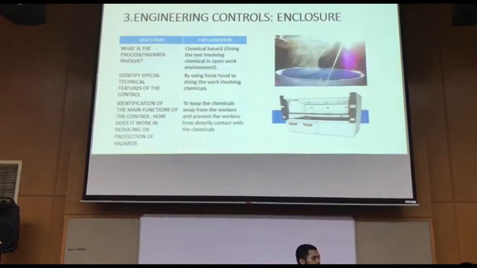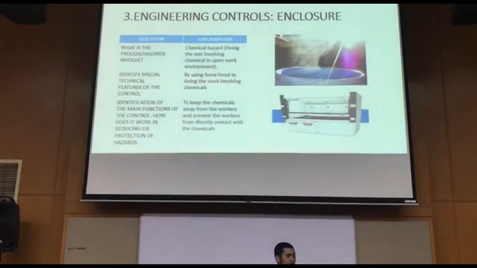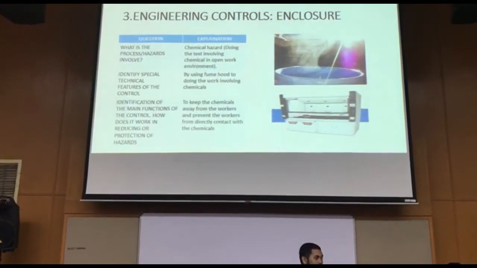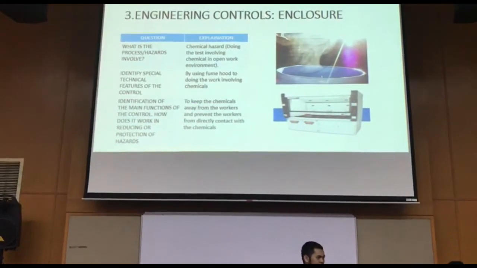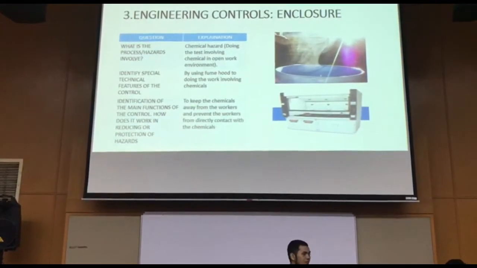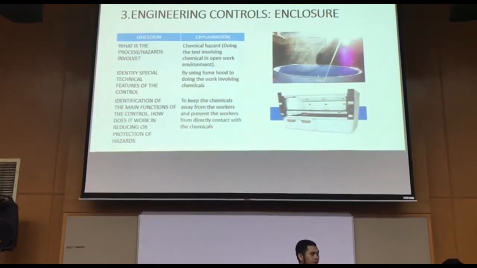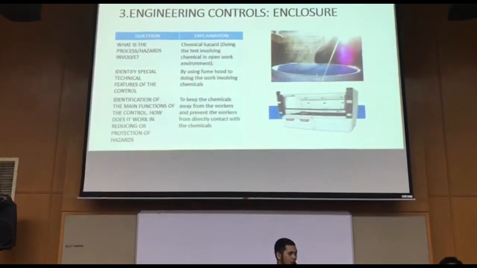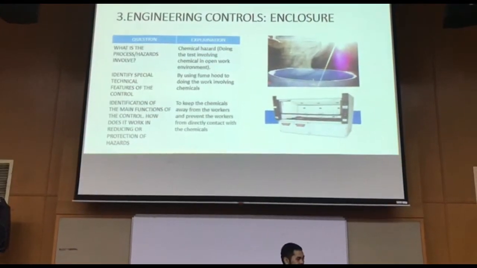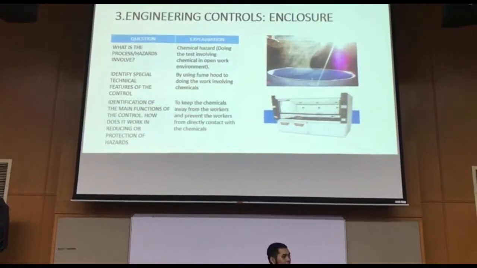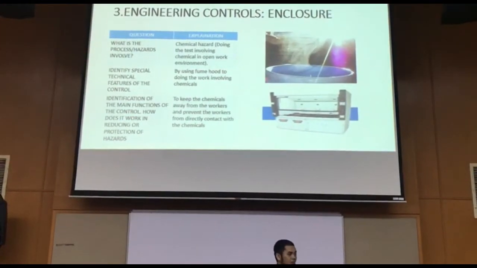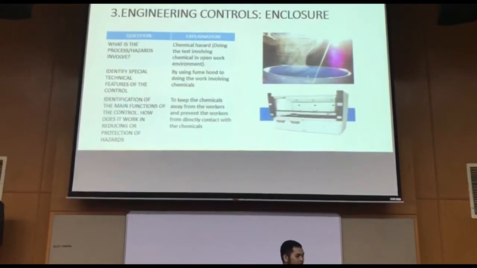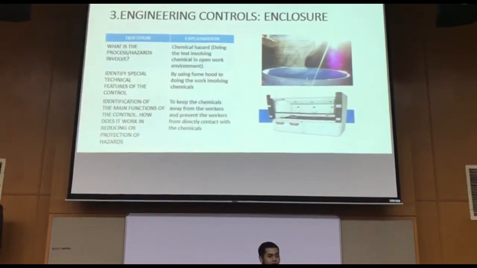Okay, second, I would like to talk about the engineering control, which is the enclosure. The process involved is the chemical hazard, by doing tests involving chemicals in an open work environment. How do we identify the special technical features of the control? By using a fume hood for work involving chemicals. It is to keep the chemicals away from the workers and prevent the workers from directly contacting the chemicals.